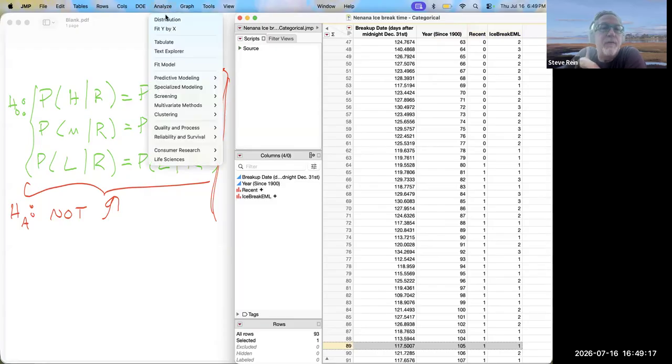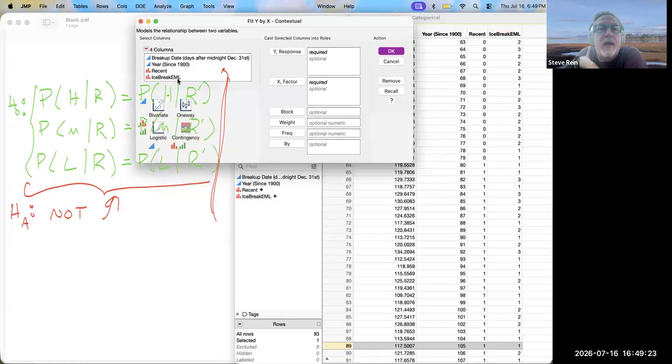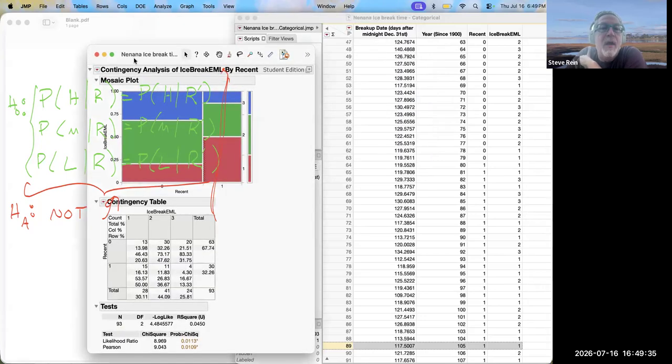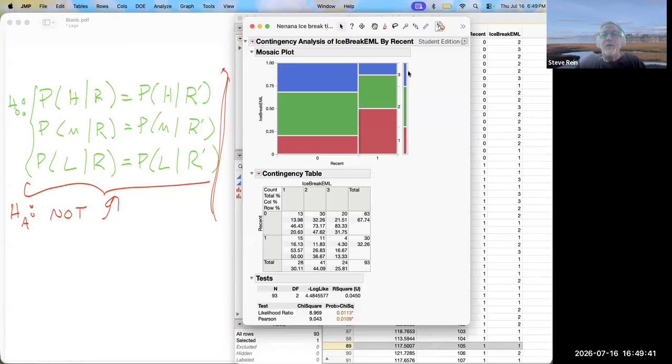How would you pull the analysis off? Well, let's just go with the fit y by x again. And I'm going to say whether the ice breakup, low, medium, or high, EMA, early, medium, and late, depends on whether it's recent or not. I click OK. Again, we get this graph, and it seems as though my category 3, which is recent, is less likely. If category 3 means the ice breakup was late in the season, more than 128 days into the new year, that's less likely more recently than it was initially. The first 80 years versus the last 40 years or so.